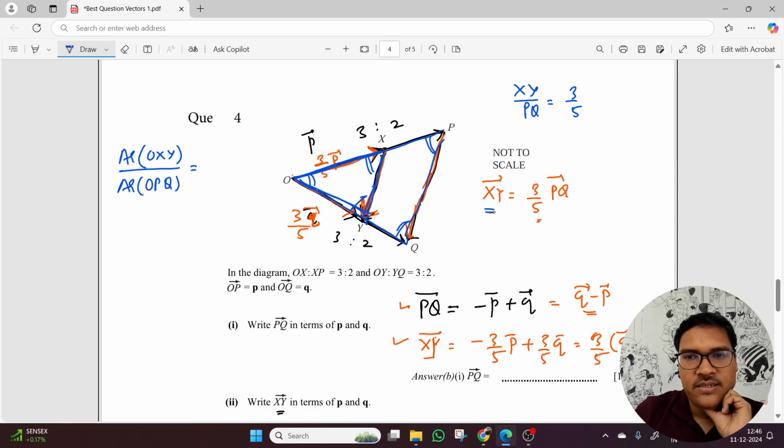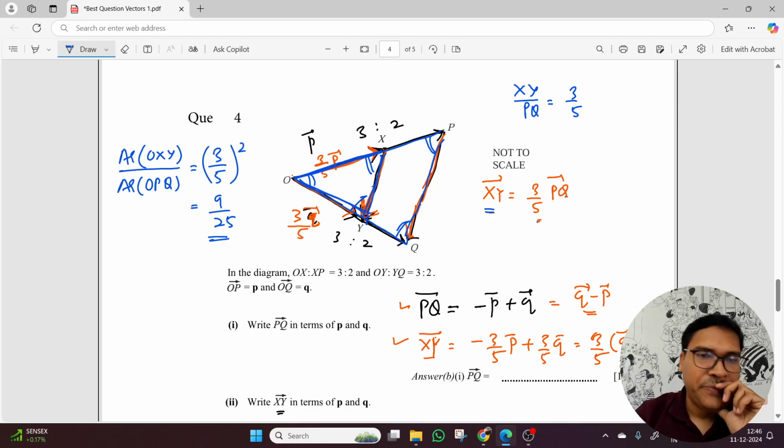You can see this vector is 3/5 of PQ vector. That means lengthwise this is 3/5 of this. So this ratio of sides is equal to 3 by 5. So what will be the scale factor? This is 3 by 5. So what is the scale factor for area? This is (3/5) squared, which is equal to 9 by 25.